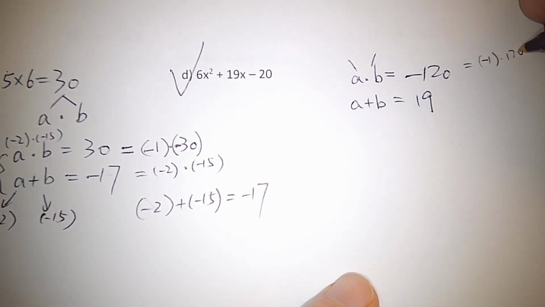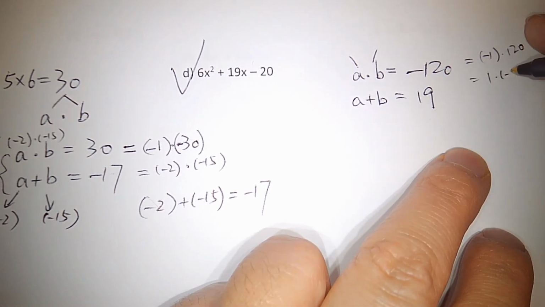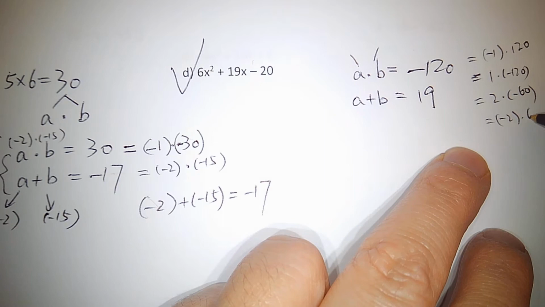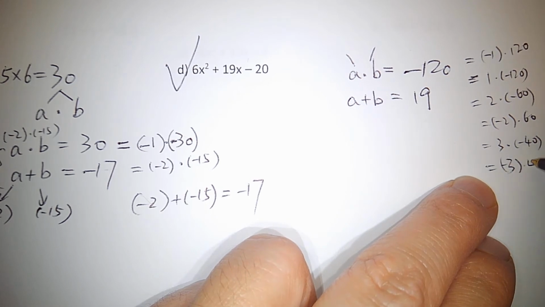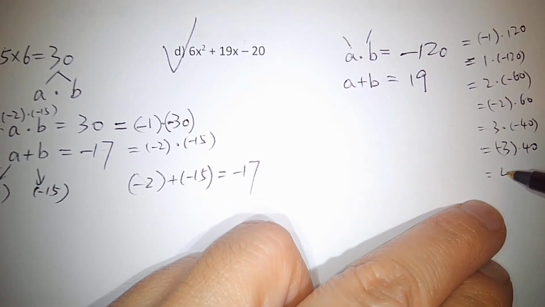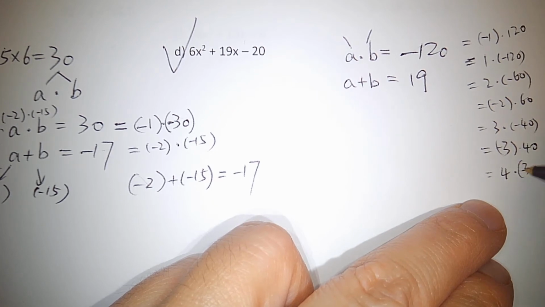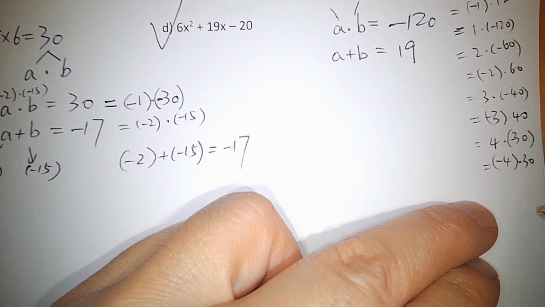Negative 1 times 120, right? No, the sum does not equal 19. 1 times negative 120, no, doesn't work. How about 2 times negative 60? Negative 2 times 60, no, right? How about 3 times negative 40? Negative 3 by 40, no. How about 4 by what? 30. Negative 4, positive 30, no, right?